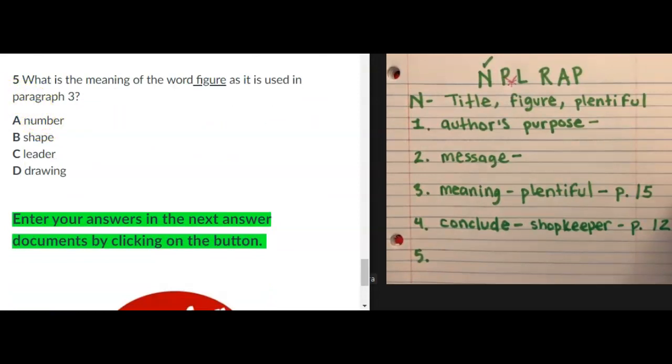Finally, I get to question number 5, and it's asking, what is the meaning of the word figure as it is used in paragraph 3? So I have to figure out the meaning of the word figure. I'm going to write meaning. That's my clue of the word figure. And that's going to be located in paragraph number 3.